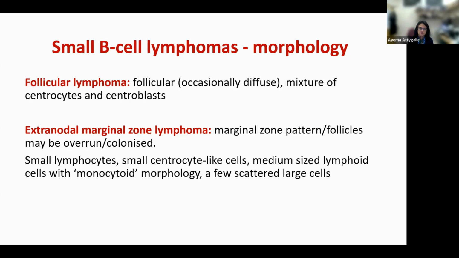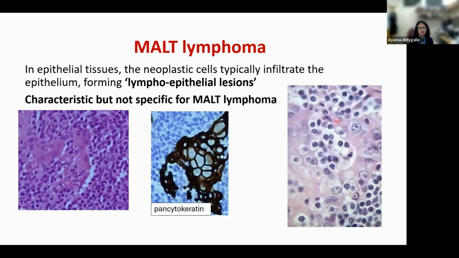So extranodal marginal zone lymphoma, you can see a nice marginal zone pattern, but the follicles may be overrun and colonized, and this can be quite difficult then to differentiate. So small lymphocytes, you can see small centrocyte-like cells, you can see medium-sized lymphoid cells with a monocytoid morphology, and a few scattered large cells. So MALT lymphoma in epithelial tissues, the neoplastic cells typically infiltrate the epithelium to form what are called lymphoepithelial lesions, recapitulating the normal MALT that you see in the small intestine in the Peyer's patches.